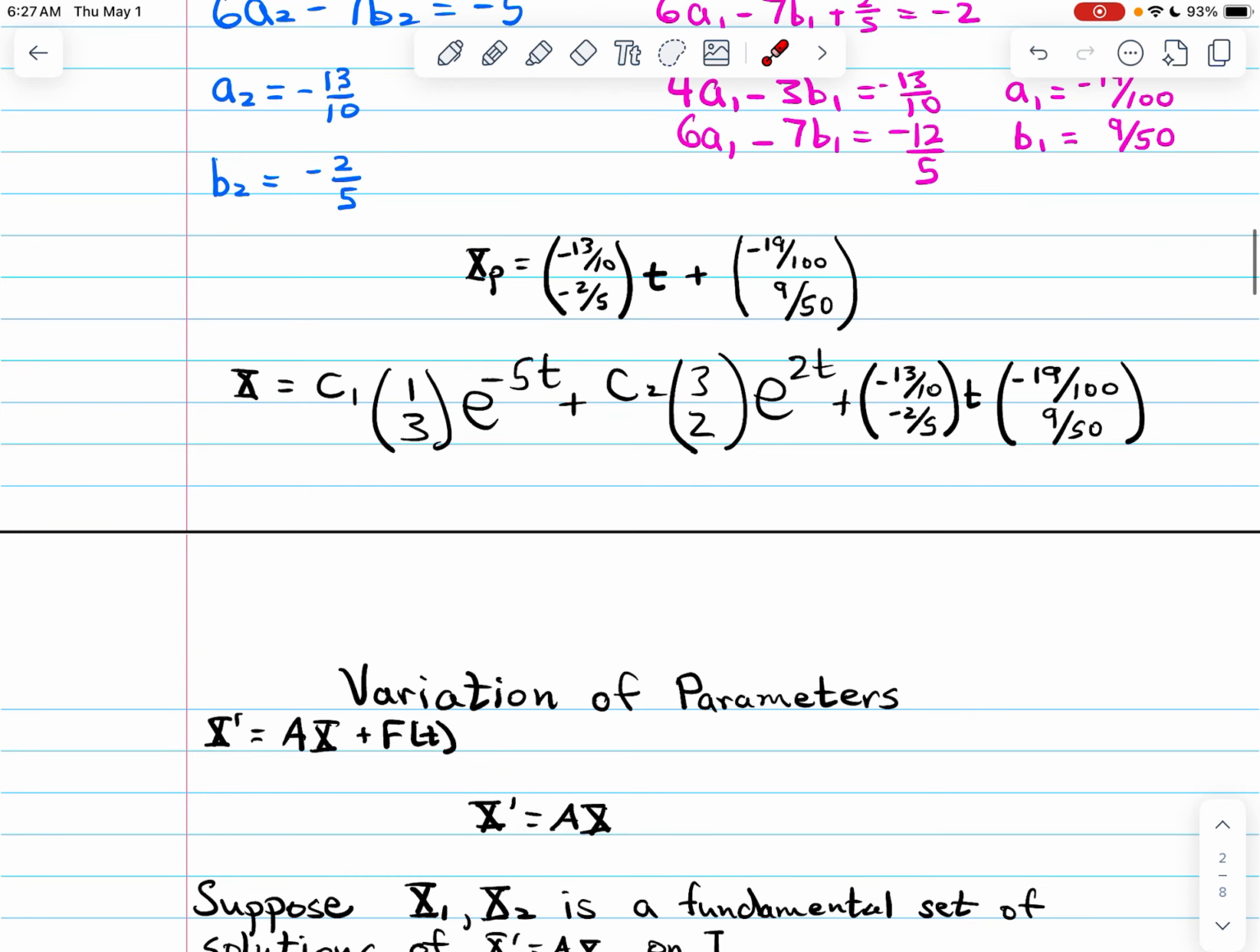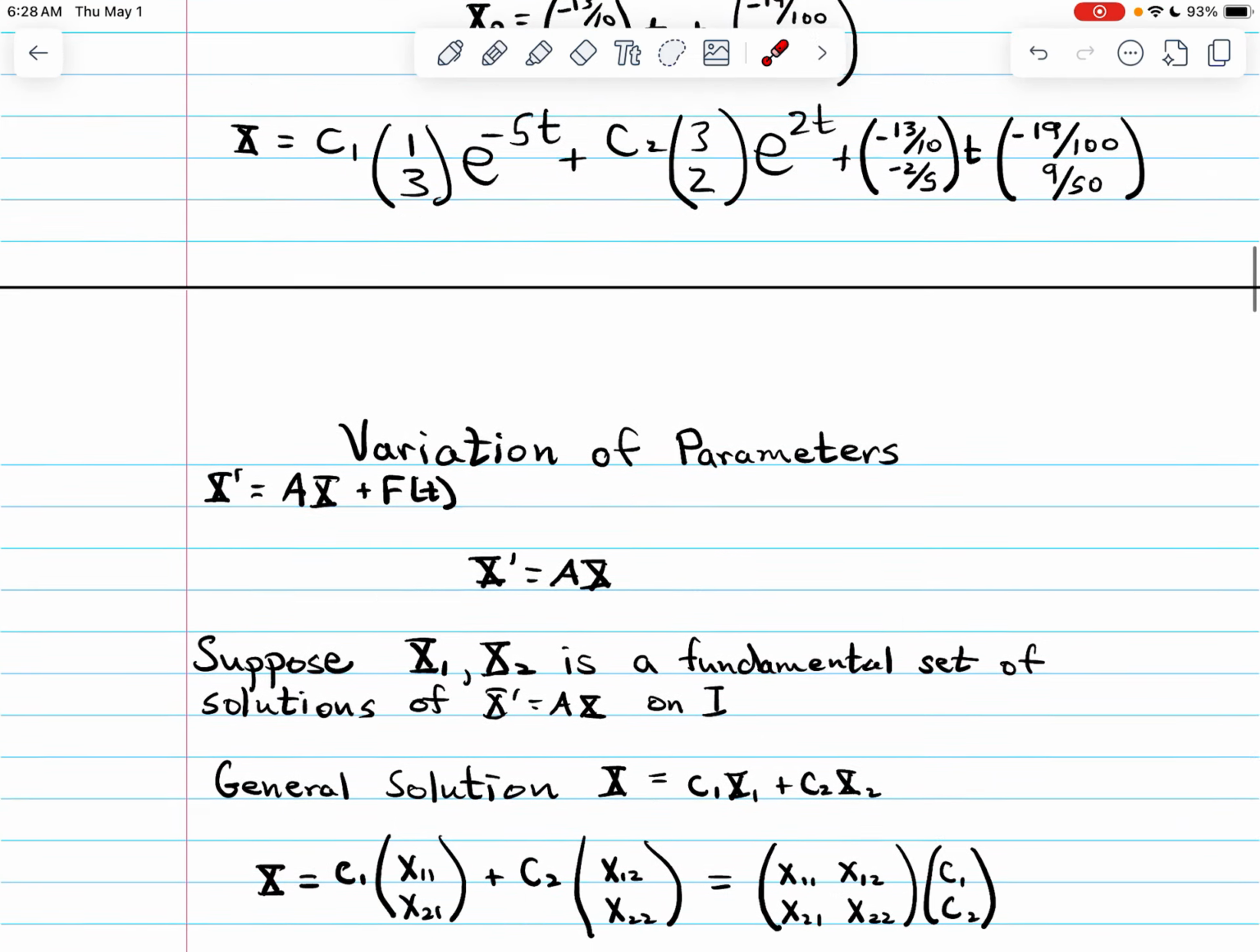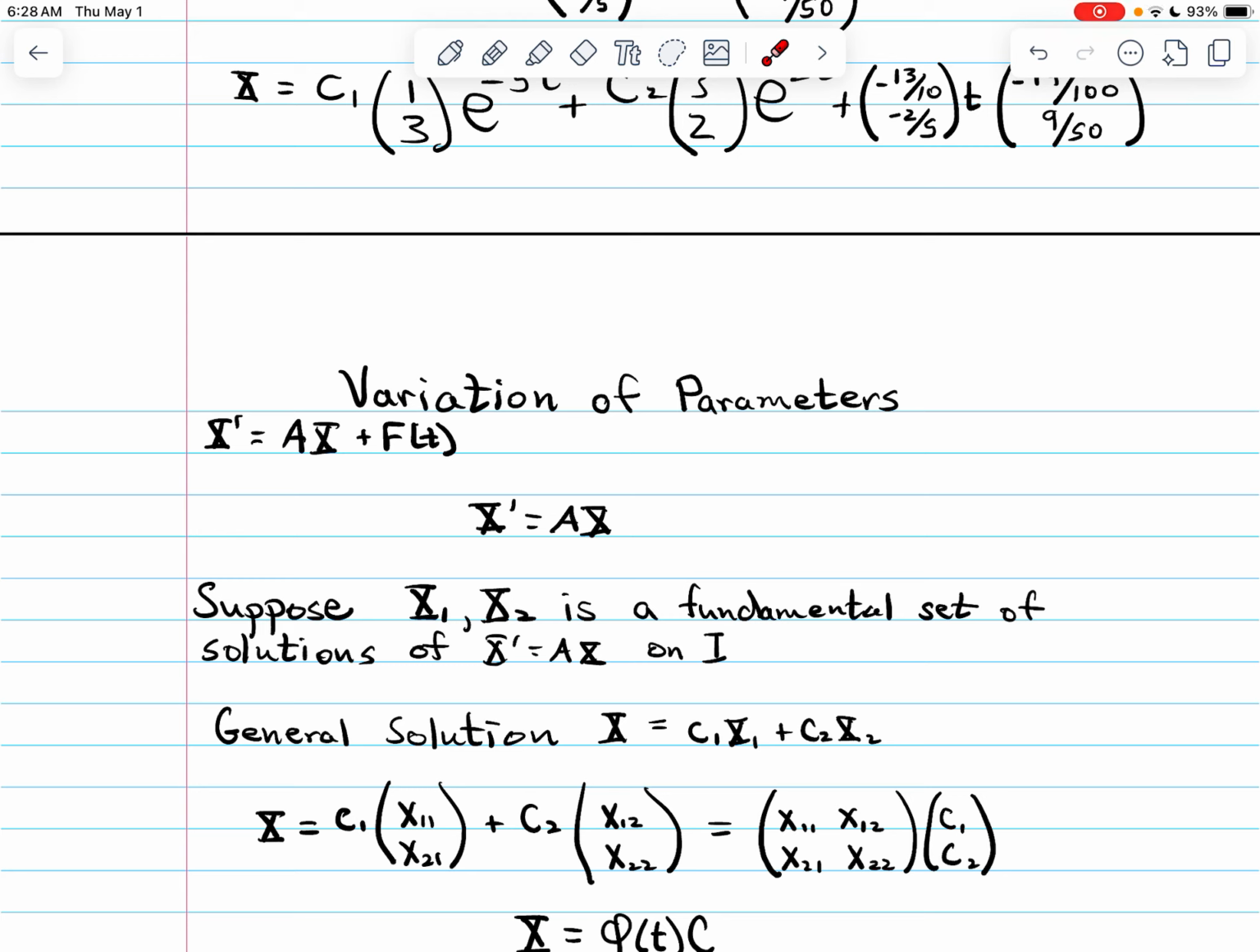Okay, so now the next method that we want to look at is the variation of parameters. And the variation of parameters, once again, you're thinking about, okay, I've got this homogeneous system. Here's a non-homogeneous system, and you consider the homogeneous system. Now, let's suppose that x1 and x2 is a fundamental set of solutions for this homogeneous system on some interval.